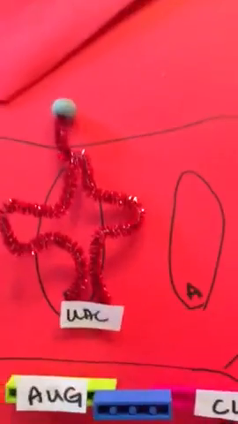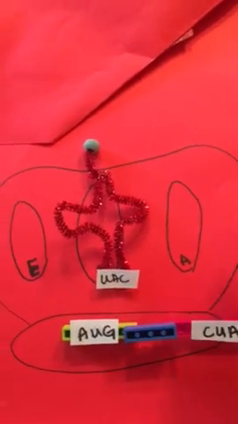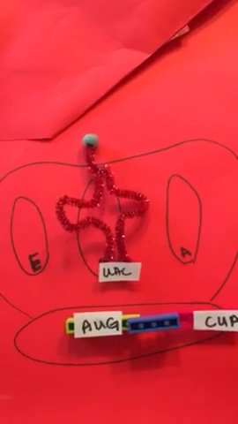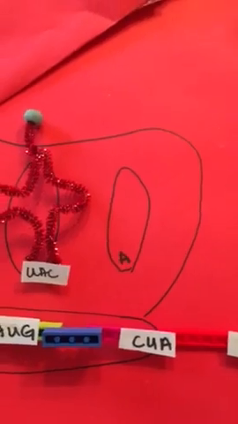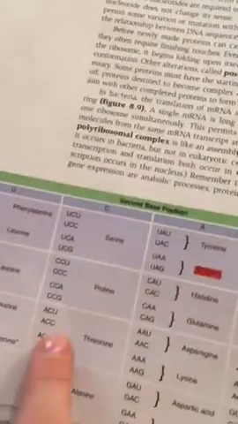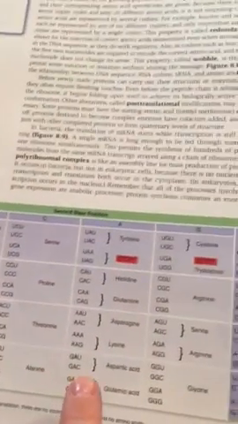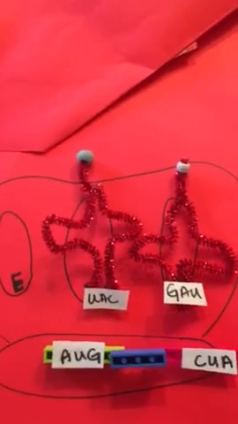So this will be MET. And then what will happen now is we have this open site waiting for another tRNA to come in. The tRNA that matches CUA will be GAU. Now, CUA, let's look at the codon chart. CUA, where is it? CUA, leucine.